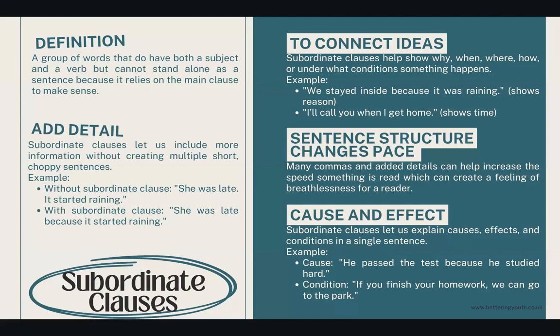We use a subordinating conjunction. Can you spot the subordinating conjunction here? "She was late because it started raining." If you said "because", well done you. "Because" is our subordinating conjunction, and we're going to look at those in a little bit more detail very soon.